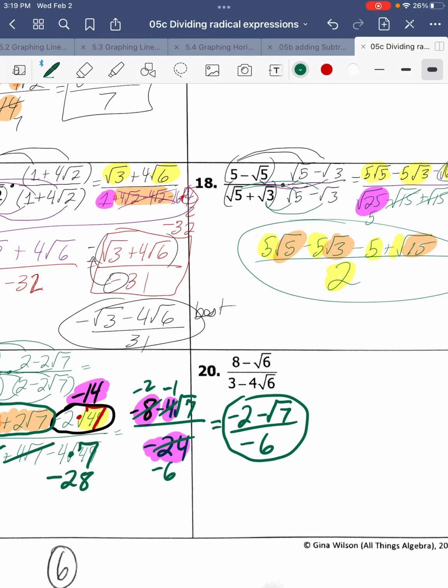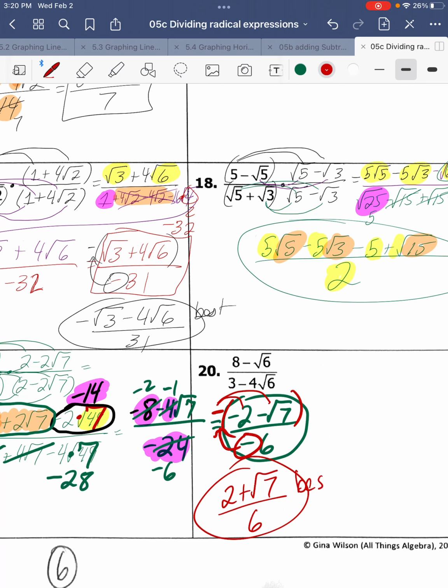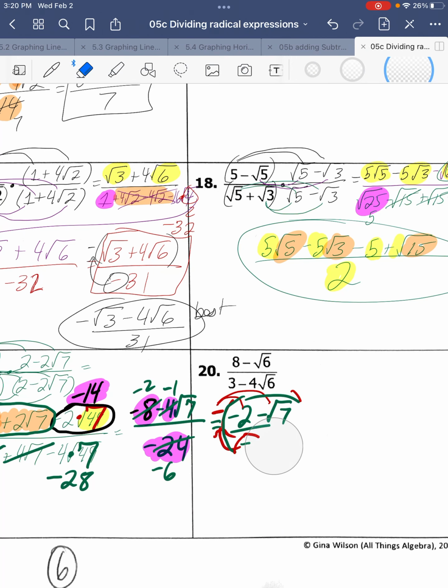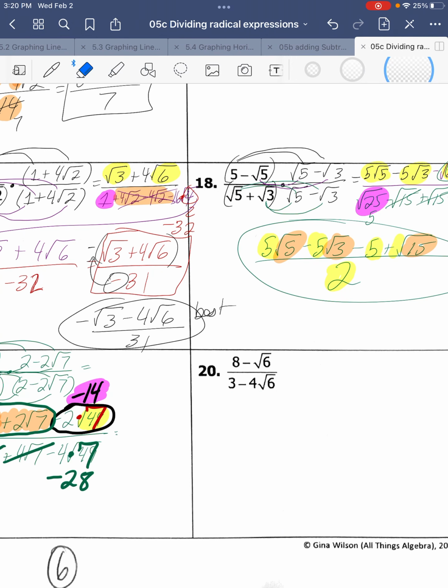So what I'm going to do is I'm going to take that negative denominator, I'm going to move it up to the numerator. But when you move it to the numerator, you really got to distribute. So distributing the negative times 2 is going to be a positive 2. A negative times a negative is a positive square root of 7 over 6. This is the best answer. Absolutely the best answer. All right, let's take a look at our last problem.